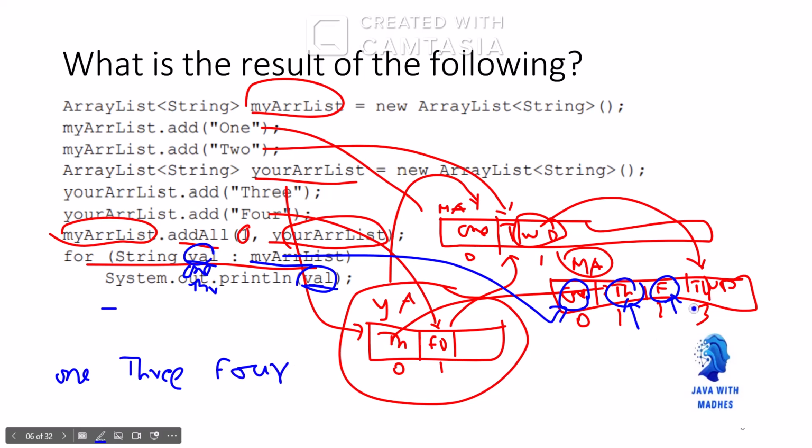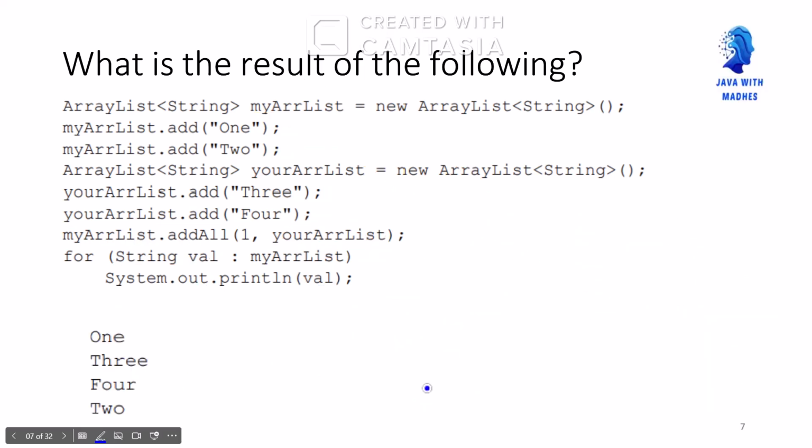Again the for each loop will move to the next memory location. Now in the next memory location we have the value 2. So 2 also will be assigned to the value variable and we are printing that value variable here. So 2 will be printed. After that there is no element, so the for each condition fails and we come out of the loop. So the compiler prints these values as the result: 1, 3, 4, 2. So this is the expected answer for this question.